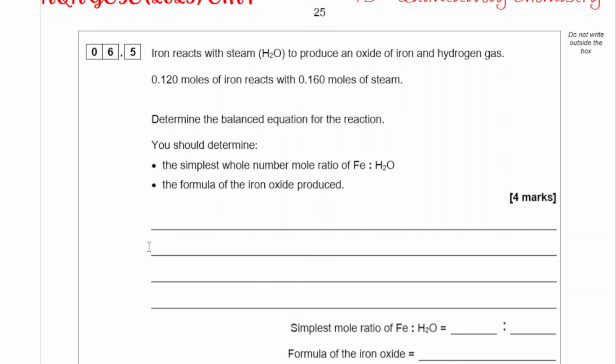Iron reacts with steam to produce an oxide of iron and hydrogen gas. 0.12 moles of iron reacts with 0.160 moles of steam. Determine the balanced equation for the reaction. You should determine the simplest whole number ratio of iron to water, and the formula of the iron oxide produced. So you have to do 3 things here.